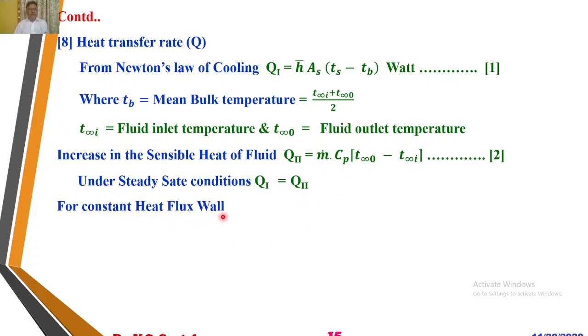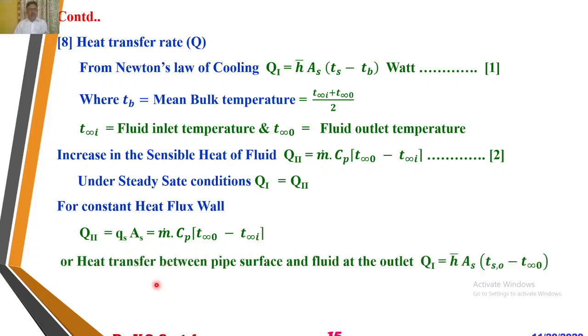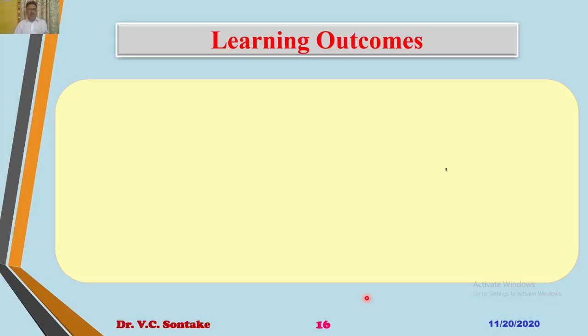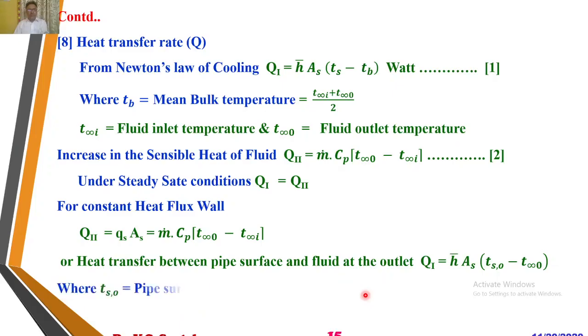For constant heat flux wall boundary condition, Q2 can also be written as q_s into A_s is equal to m dot Cp (T_infinity,o minus T_infinity,i). For heat transfer between pipe surface and fluid at the outlet, Q1 is equal to h bar A_s into (T_s,o minus T_infinity,o), where T_s,o is pipe surface temperature at the outlet and T_infinity,o is outlet fluid temperature.